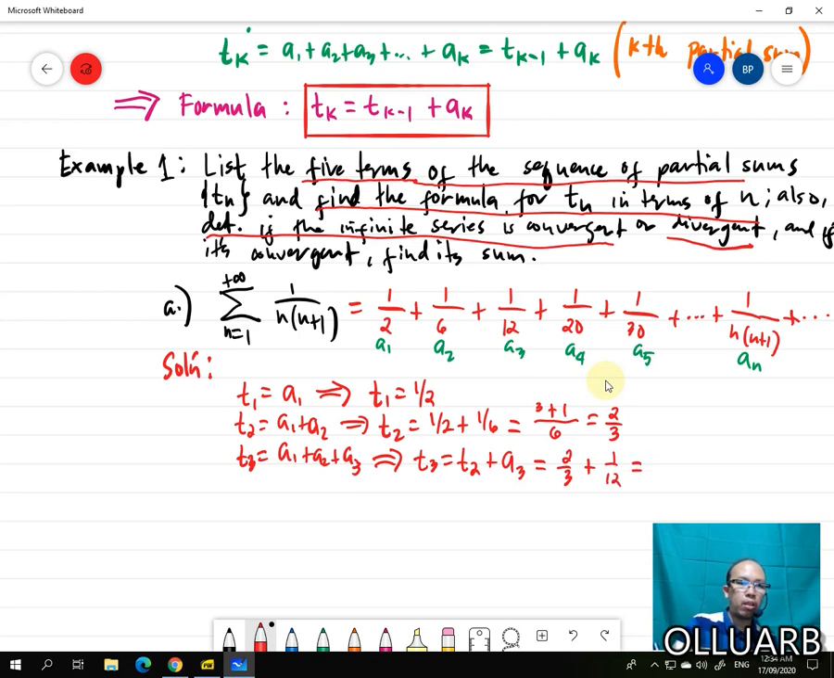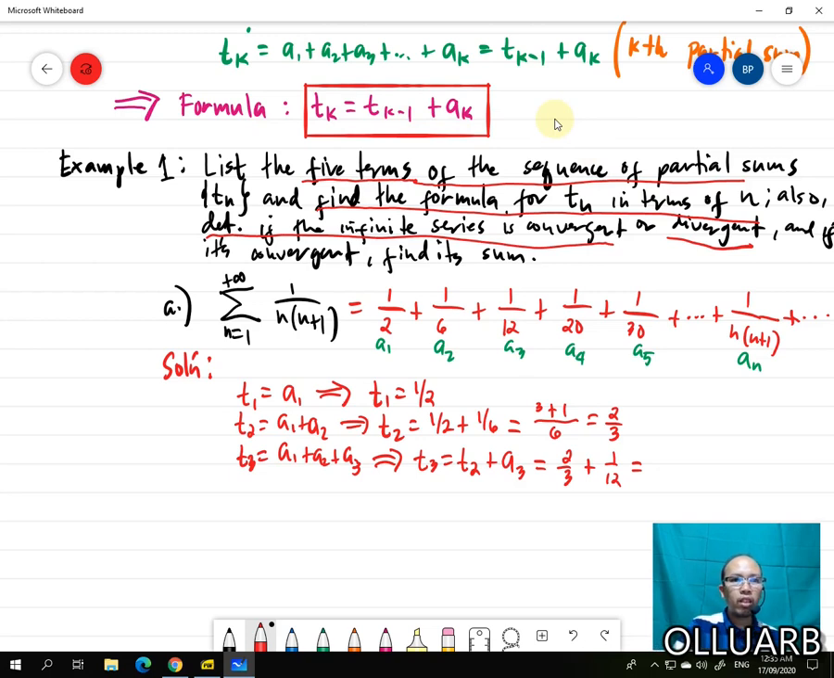Okay, this is helpful because if you extend this up to k is equal to 10, then imagine there are 10 terms. Okay, there are 10 terms, and then what will happen? All you have to do is compute t9 plus a10, then we are left with two terms only. If you have t sub 100, then there are 100 terms, of course. So if you add that one, what will happen? It will take time. So this formula here is very helpful, because it will reduce to two terms only.